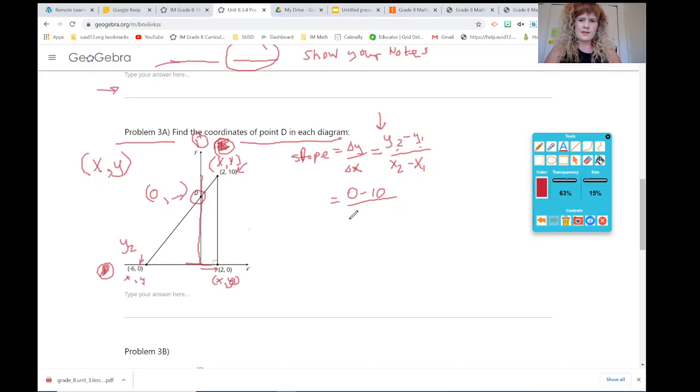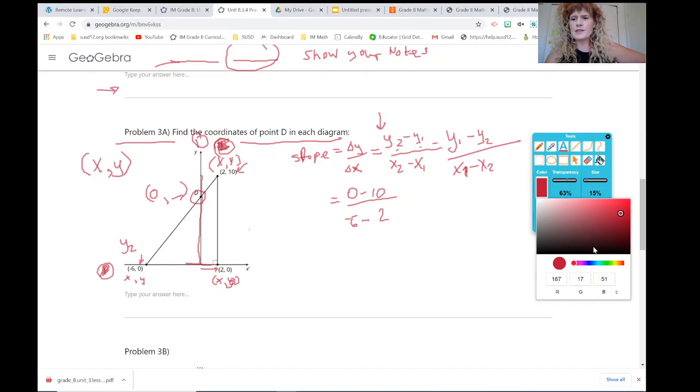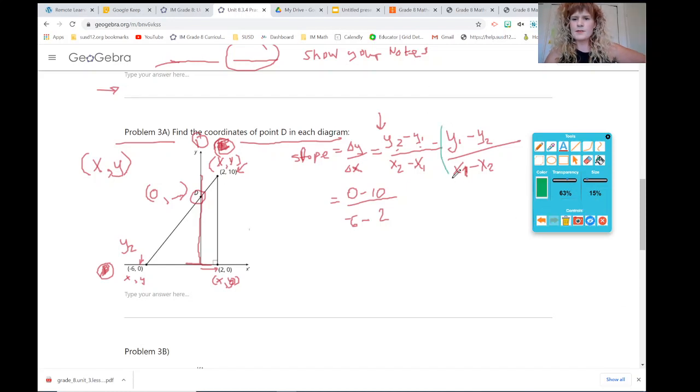x2 equals -6 minus x1 equals 2. Now it doesn't matter if you say this is 1 and this is 2, or this is 2 and this is 1. In other words, you could have this same equation be y1 minus y2 divided by x1 minus x2. It doesn't matter as long as you keep the points the same in the first position. So we have y1 and x1 in the first position, and then y2, x2 in the second position. That's what matters. Just keep it the same.